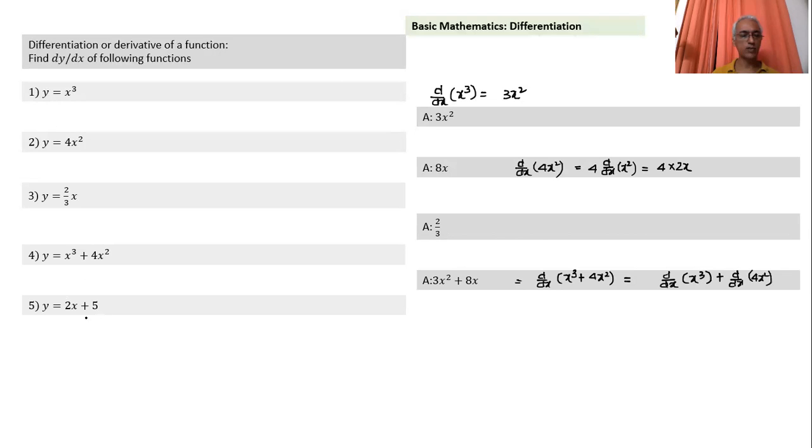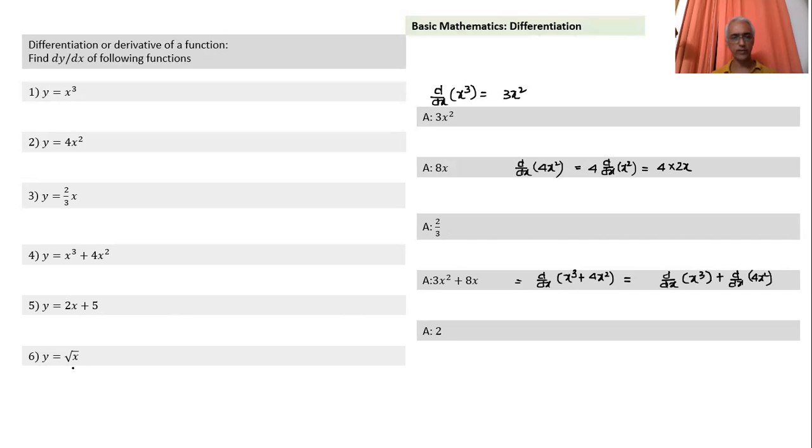What is the derivative of this is pretty simple. Derivative of this function is 2. And what is the derivative of root x? I think in one exercise we had a square root function, and its derivative comes equal to 1 by 2 x raised to power minus 1 by 2. X raised to power minus 1 by 2 can be written as 1 by root x. This also is a slightly tricky derivative, and we should be very sure of finding the derivative of root kind of terms.